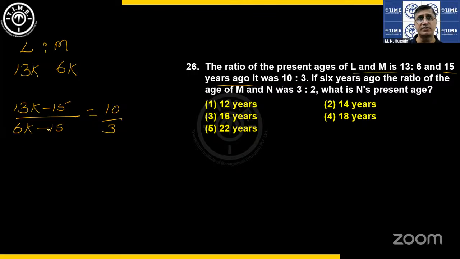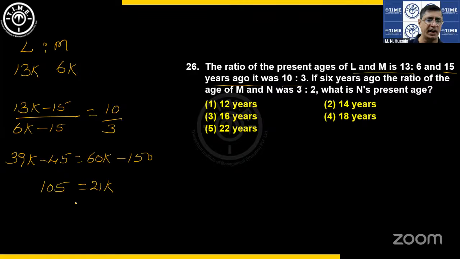3 times of 13K minus 15, that is 39K minus 45. 10 times of 6K minus 15, so 60K minus 150. By taking the variable on one side, numbers other side. 60 minus 39, that is 21K, which is equal to 105. The value of K is equal to 5. K is equal to 5 means 6 into 5, that is 30. 13 into 5, 65.